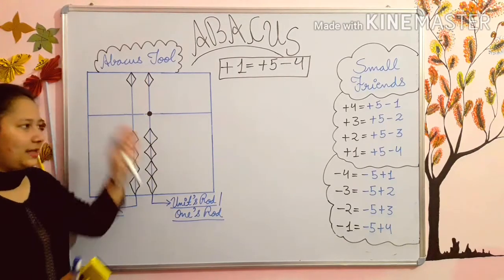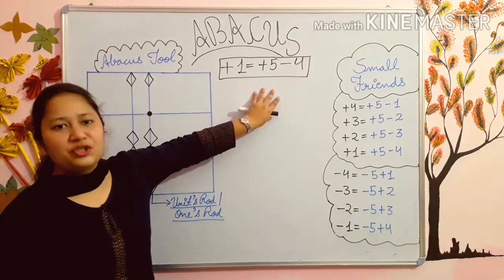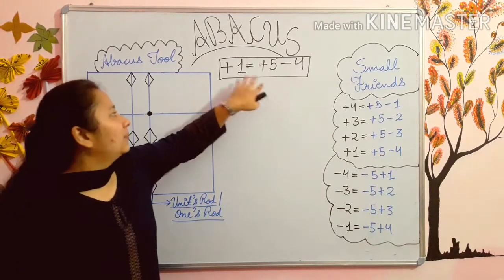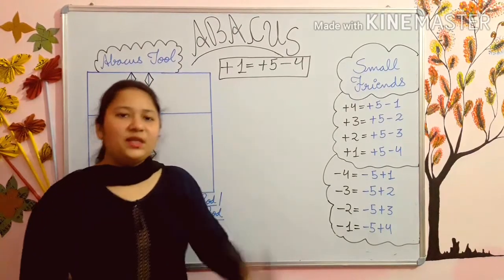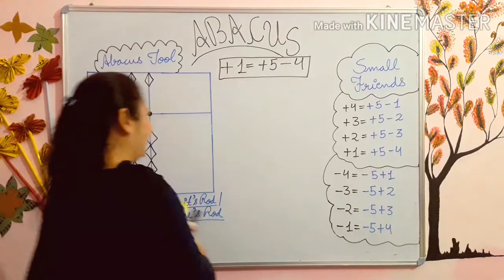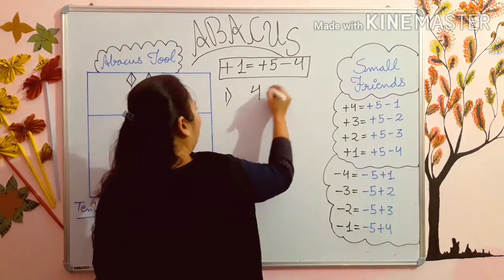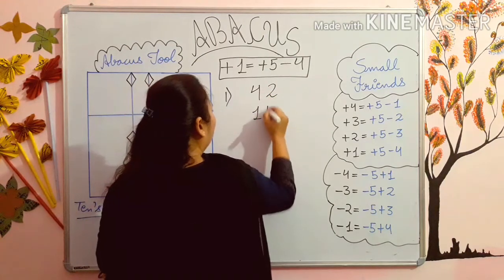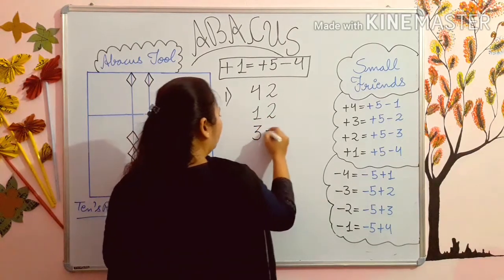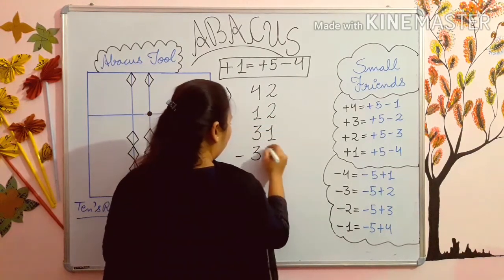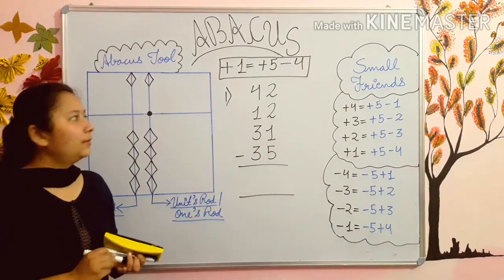These are your beads and small friends formula. And our today's topic, which is based on plus 1 is equals to plus 5 minus 4. So let's start students with our first sum. 12 31 minus 35. So this is your first sum.